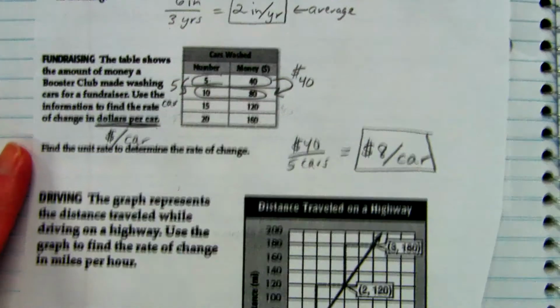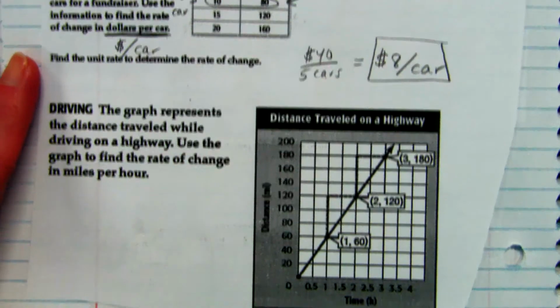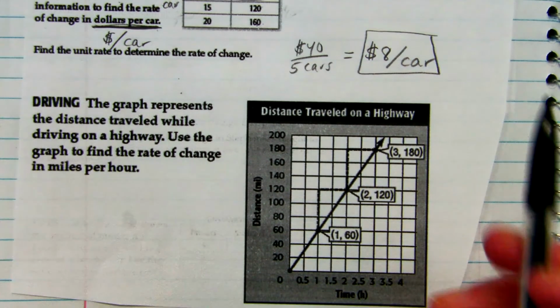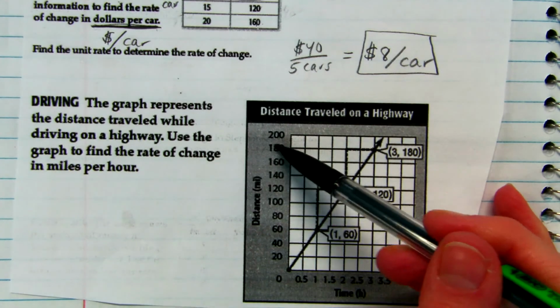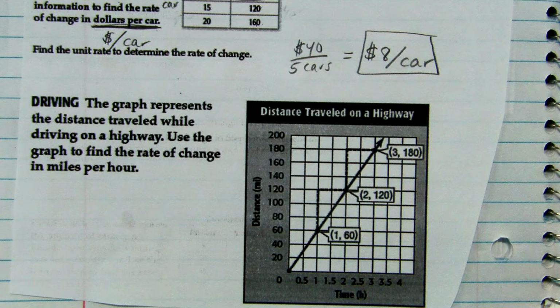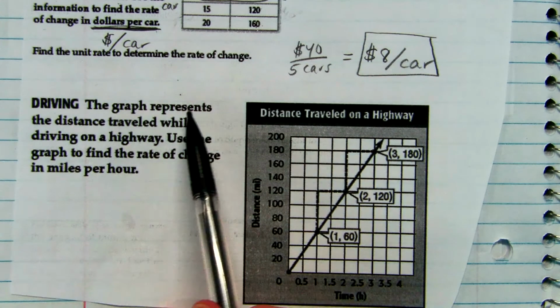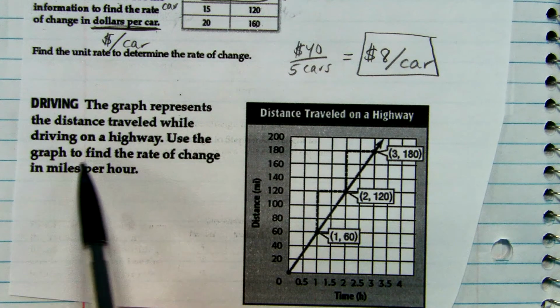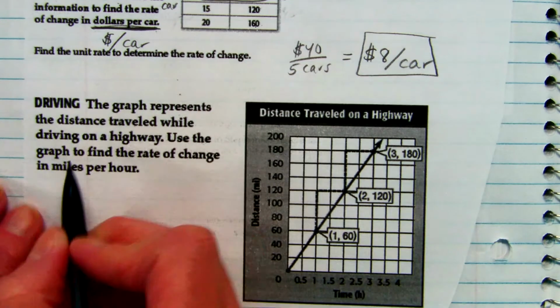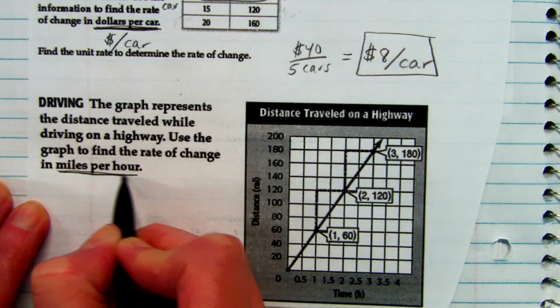Okay, so let's go down here to driving. And these are some of the ones we were talking about that you've probably seen in science before, where they have distance on this side and time on this side. So it says the graph represents the distance traveled while driving on a highway. Use the graph to find the rate of change in miles per hour. Ooh, they're giving us a clue in miles per hour.